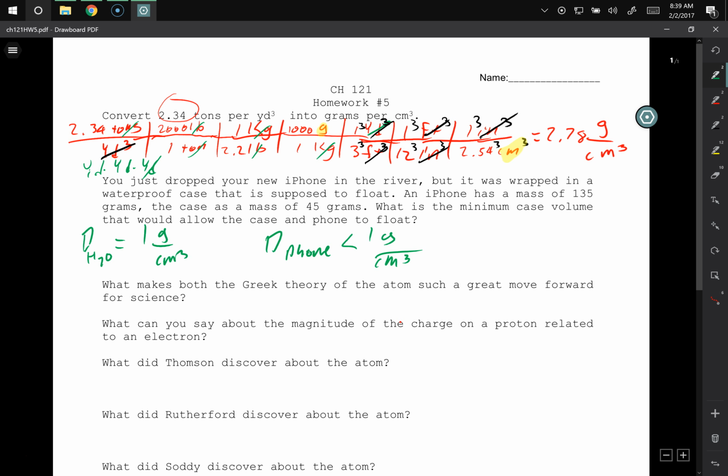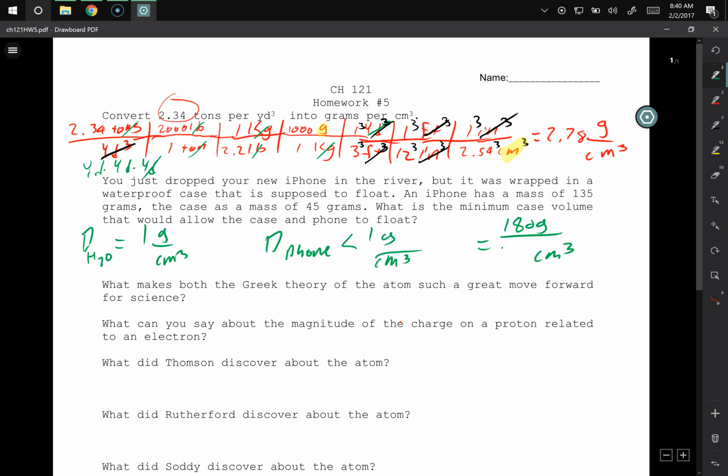So what I know is I've got a mass of 180 grams. And then a centimeter cubed number. What centimeter cubed number would I need to put there to make the density of my phone and my bag less than 1? There's lots of numbers I could put down there, but give me one that would work. No. Any number more than 180.